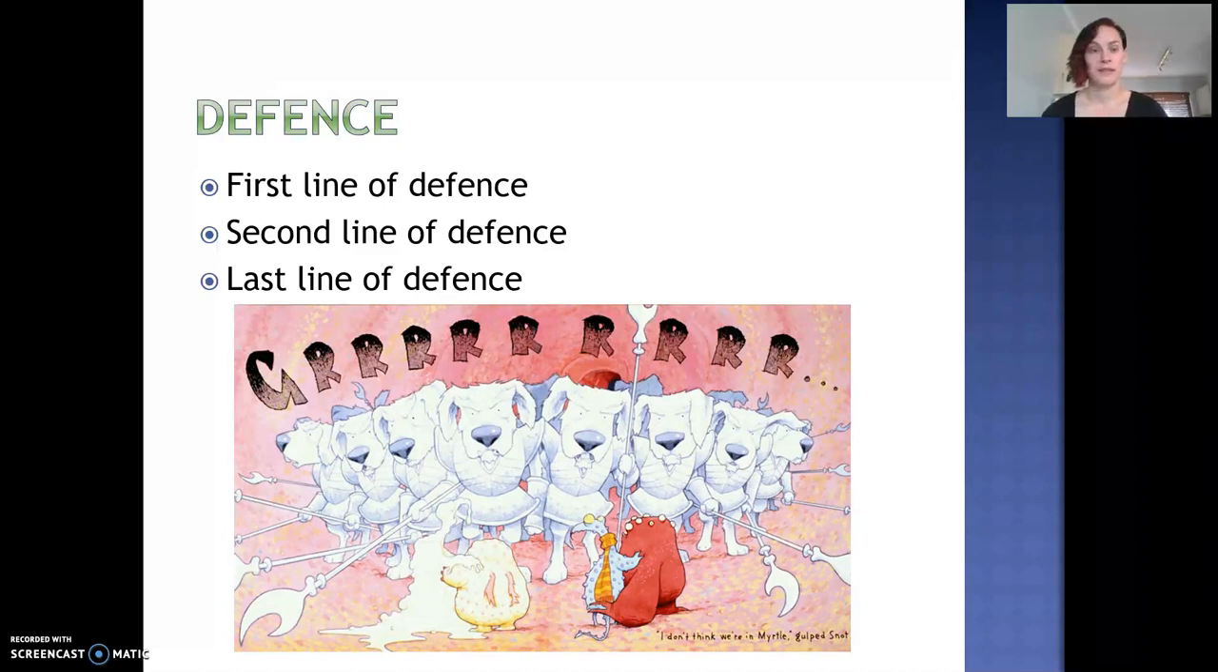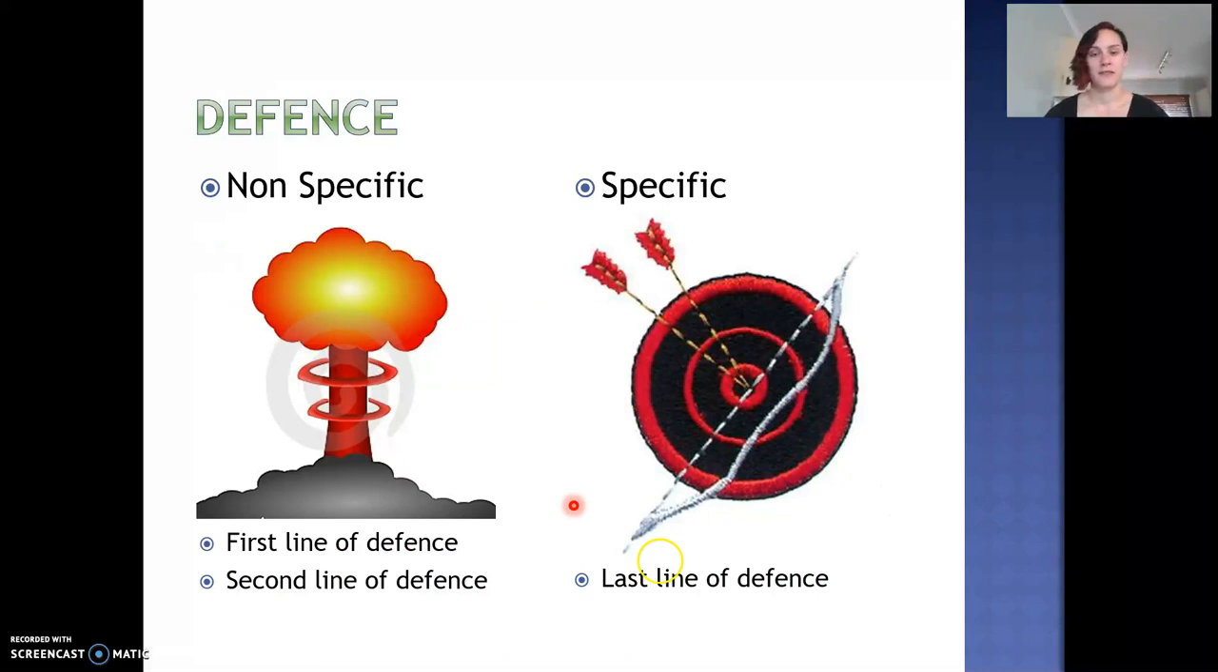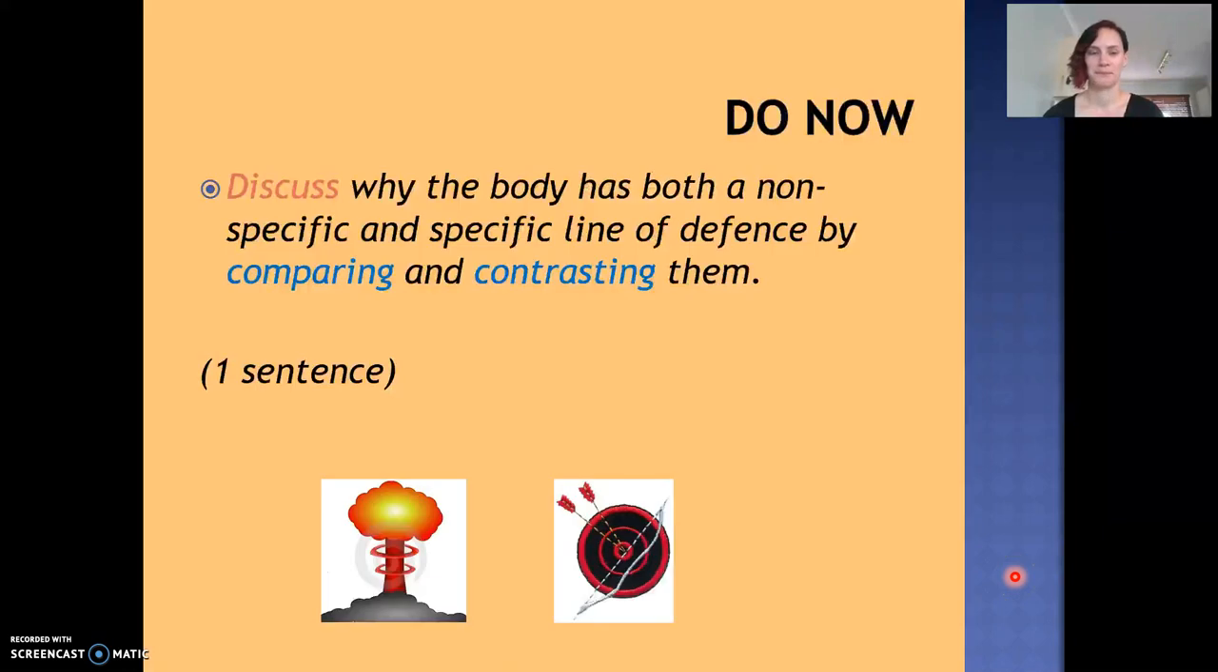We're going to talk about 3 lines of defense. First, second, and that final. And that is a specific line of defense. Our first 2 are non-specific. They're trying to kill everything there. We've got the big atom bomb to say, hey, just trying to get rid of everything, as opposed to the more specific there. Woo, clip art.